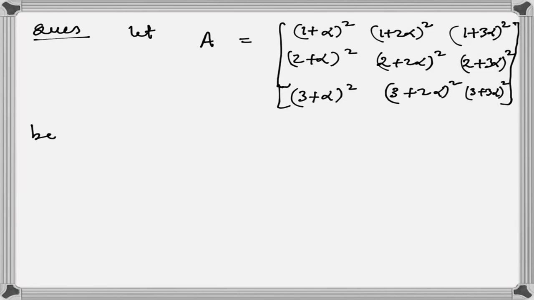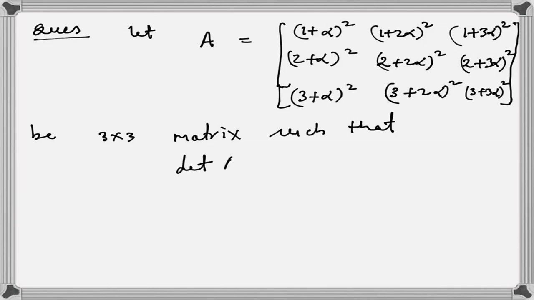B is a 3 cross 3 matrix such that determinant of A is equal to -648 alpha. Then what will be the value of alpha?